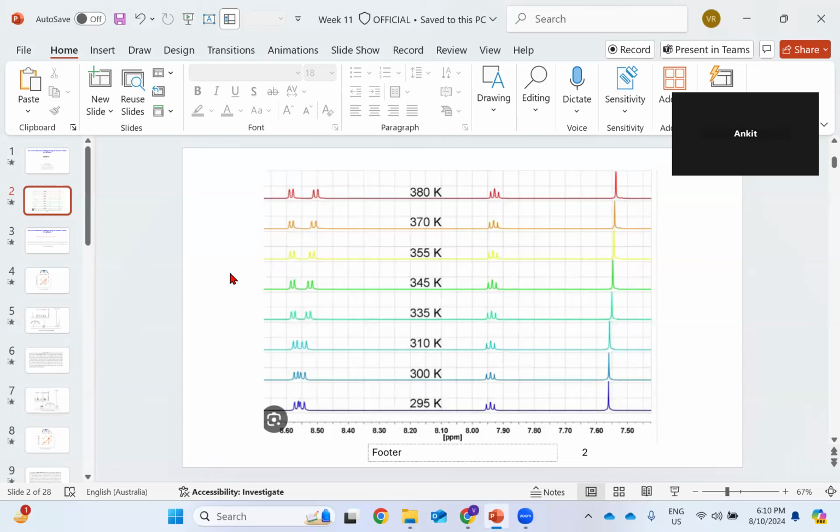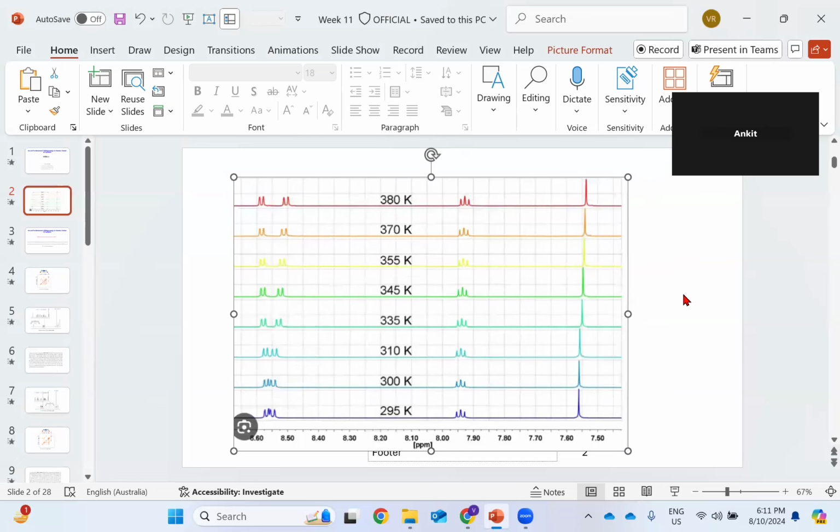Yes. There is one technique in which we generally keep our NMR sample at different temperatures. We can decrease the sample temperature or increase the sample temperature, and we can record the NMR spectra at different temperatures. So yes, we can study that.